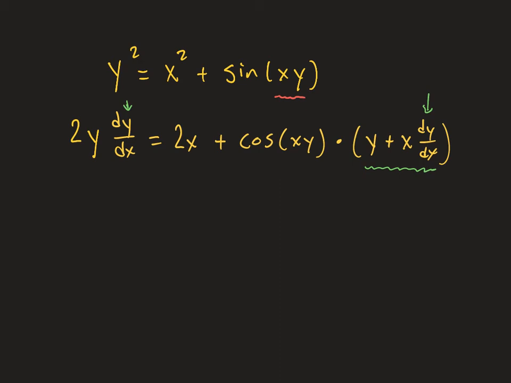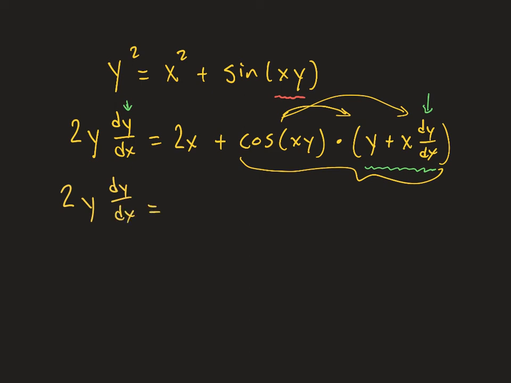All right, this is all one big term. I'm going to distribute the cosine of xy to each of those so I can break that up. So I'm not going to mess with anything over here yet. 2y dy over dx, remember I'm trying to solve for dy over dx, equals 2x. And when I distribute cosine xy, the first term I get is y cosine xy. And then there's a plus sign. And then the second term I get is x cosine xy dy over dx.